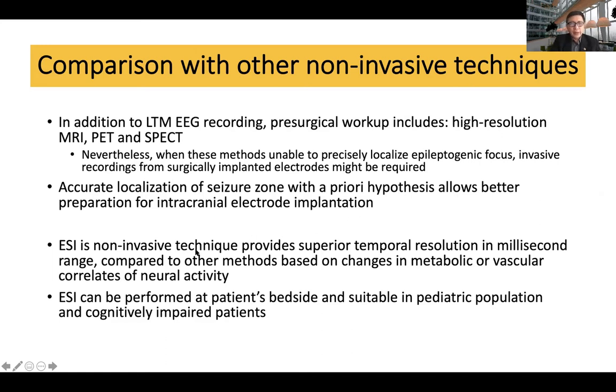So ESI is a non-invasive technique that provides superior temporal resolution in milliseconds compared to other methods based on changes in the metabolic and vascular correlates of neural activity. ESI can be performed at the patient bedside and is suitable in the pediatric population, and even in cognitively impaired patients.